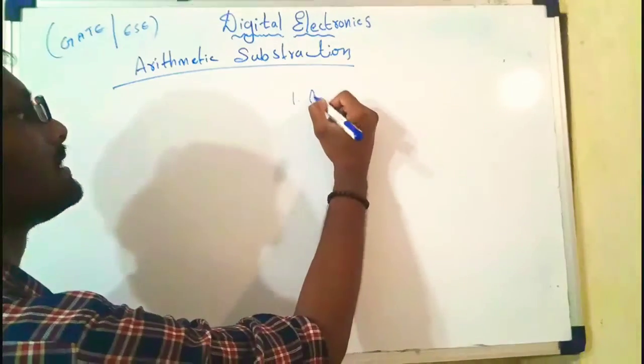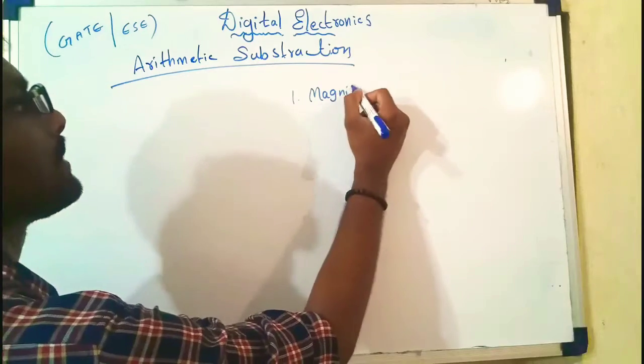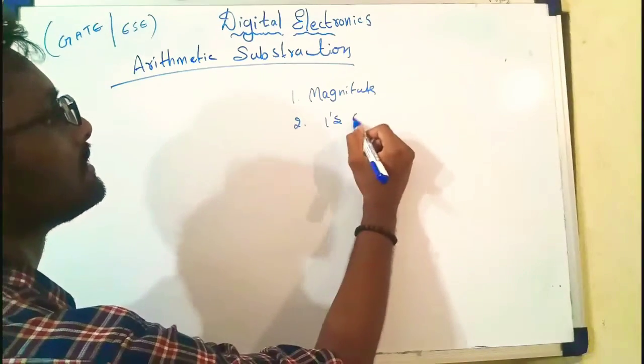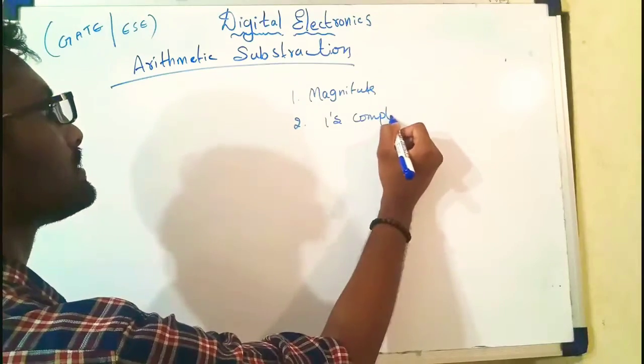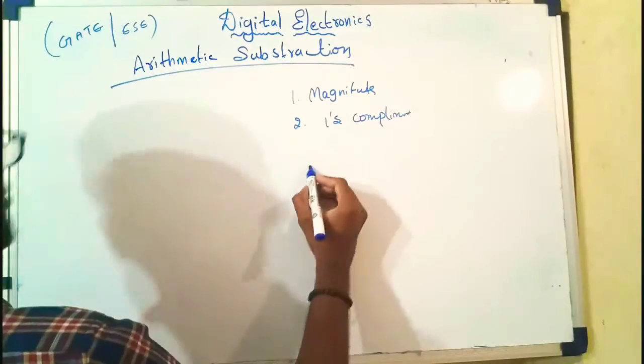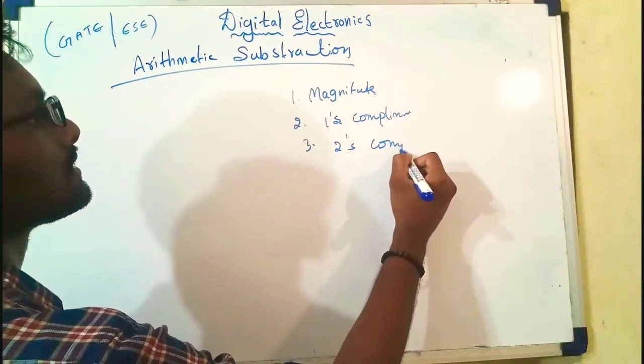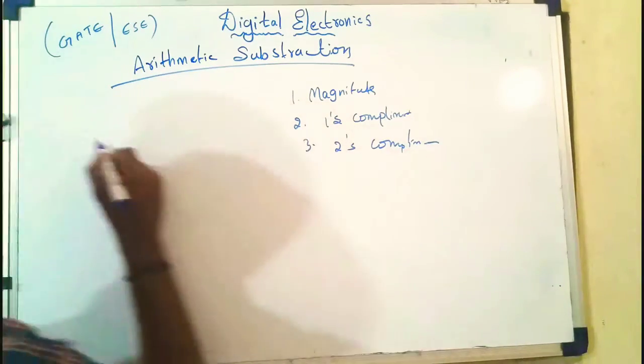One is sign magnitude. Second one is one's complement. And third one is signed two's complement number.